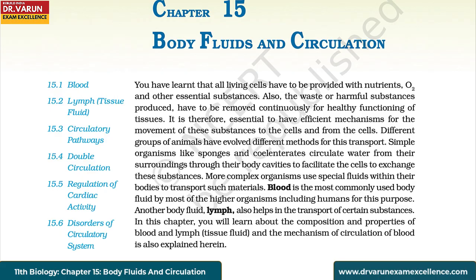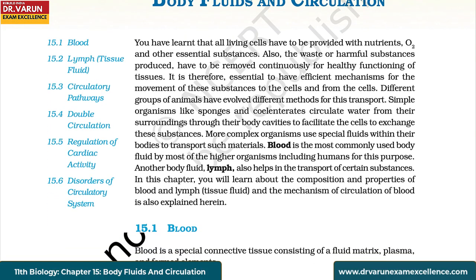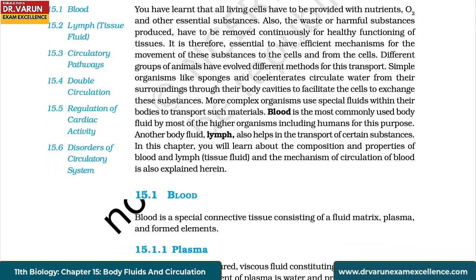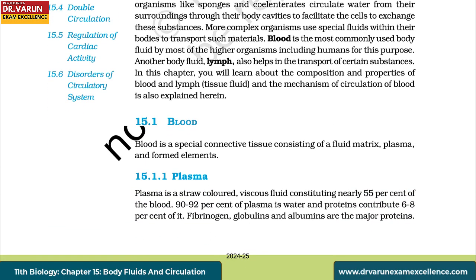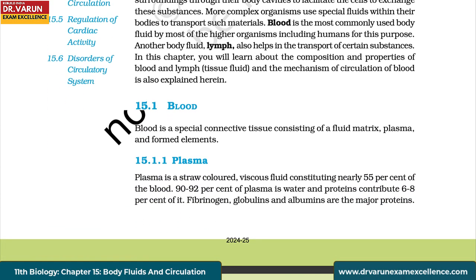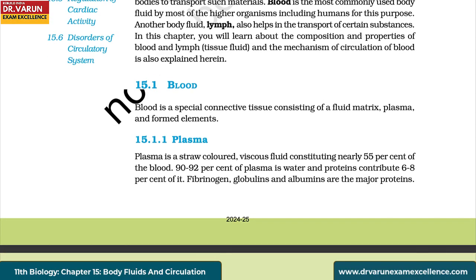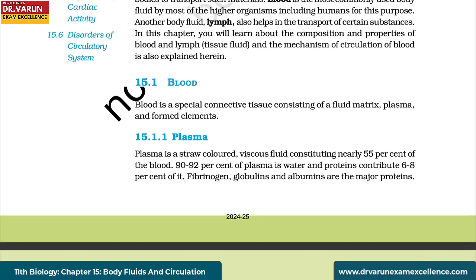Another body fluid, lymph, also helps in the transport of certain substances. In this chapter, you will learn about the composition and properties of blood and lymph (tissue fluid), and the mechanism of circulation of blood is also explained herein. Blood. Blood is a special connective tissue consisting of a fluid matrix, plasma, and formed elements. Plasma. Plasma is a straw-colored viscous fluid constituting nearly 55% of the blood.